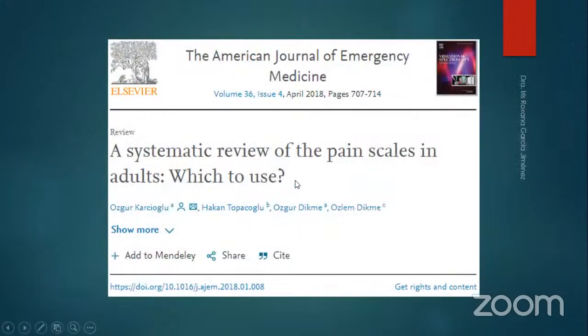And we have this study, a systematic review of the pain scales in adults, which to use. This article talks about how in the emergency room we choose the pain scale, and it's not always the correct one. You have to look at the specific data, and it gives you some keys to check, to look for the correct pain scale.